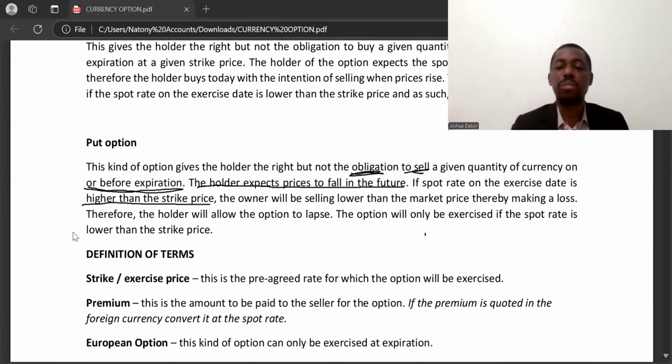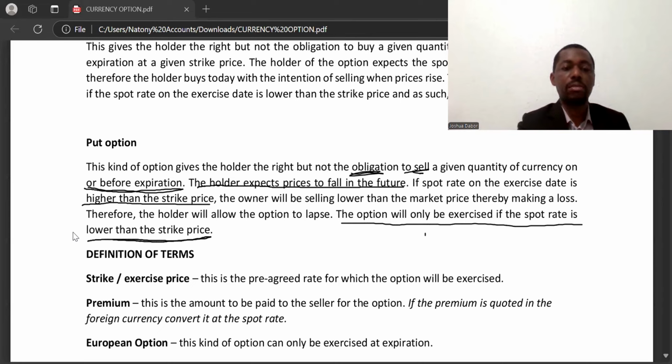The option will only be exercised. So this is very important. The option will only be exercised if the spot rate is lower than the strike price. So take note of this when we start solving a question. This is what will give us the guidelines.